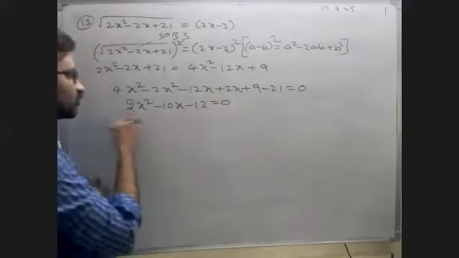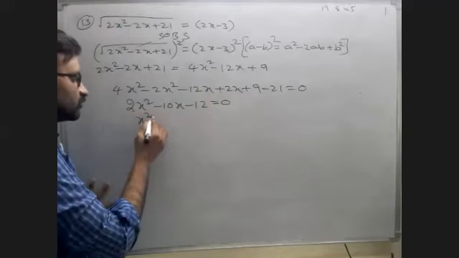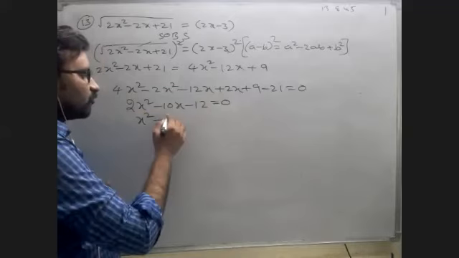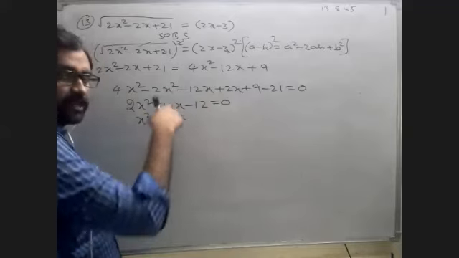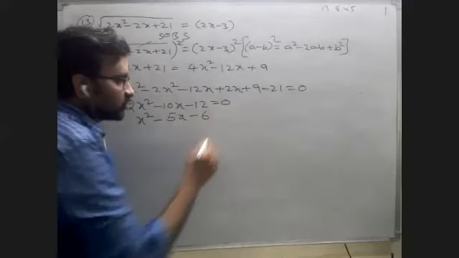We can take 2 common again. Taking 2 common, it will be x square minus 5x, because 2 fives are 10, and minus 6, because 2 sixes are 12, is equal to 0.